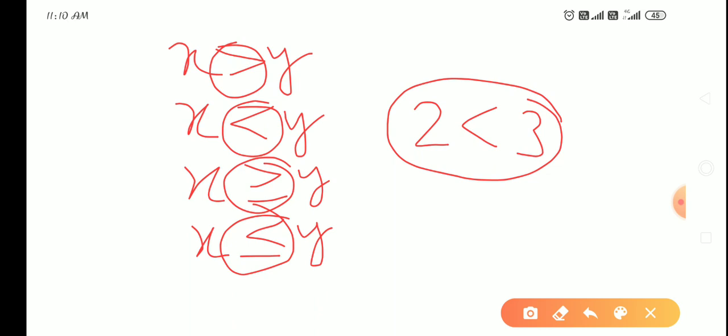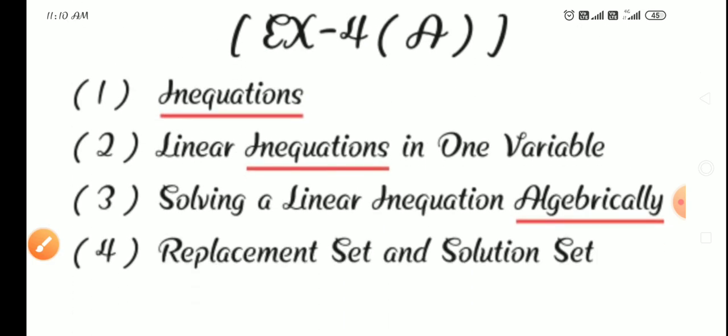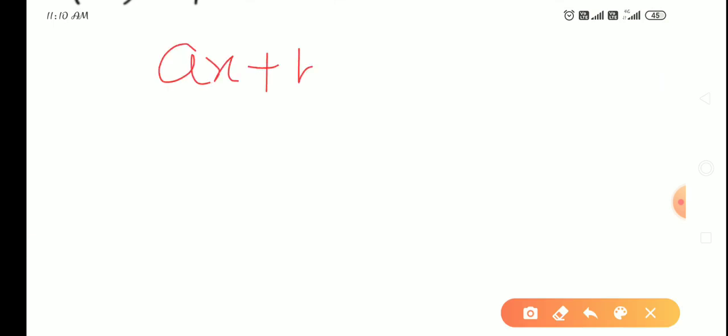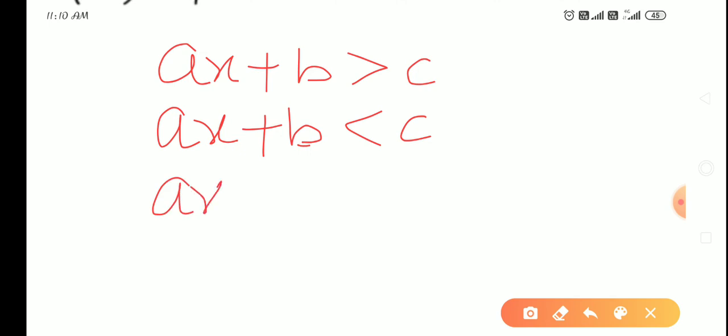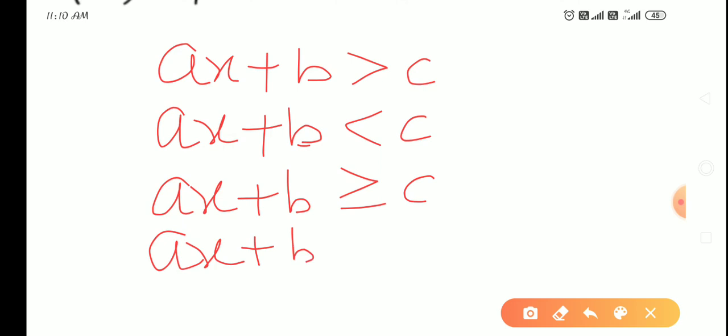Now the second point is coming, linear inequations in one variable. First of all, what are linear inequations in one variable? See here again, suppose you have ax plus b is greater than c, ax plus b is less than c, ax plus b is greater than or equal to c, ax plus b is less than or equal to c. Each of the four forms is called a linear inequation in one variable.